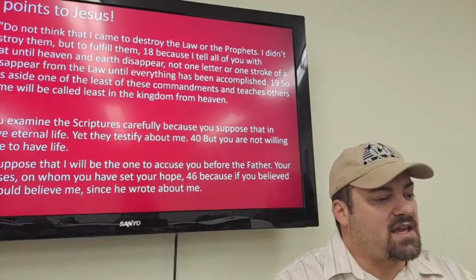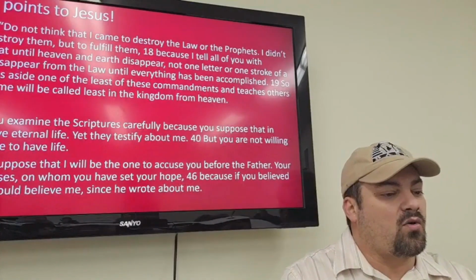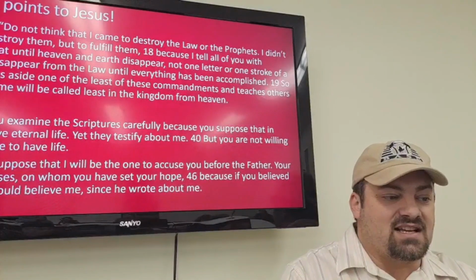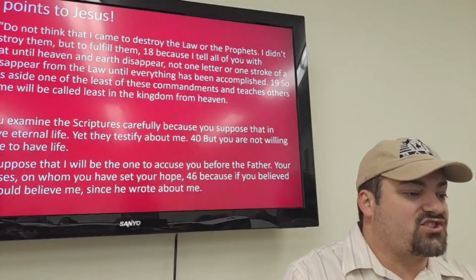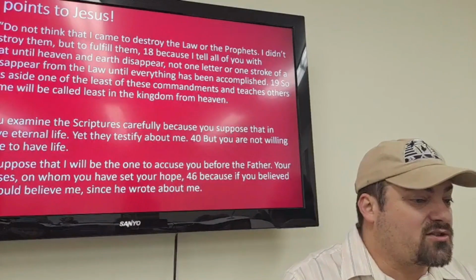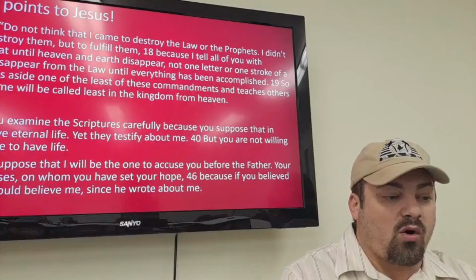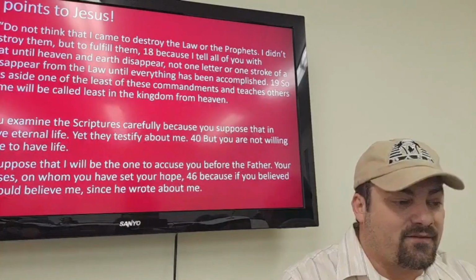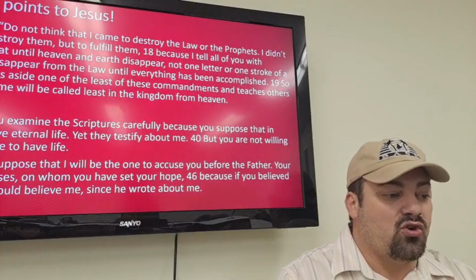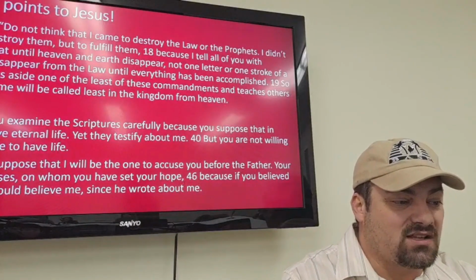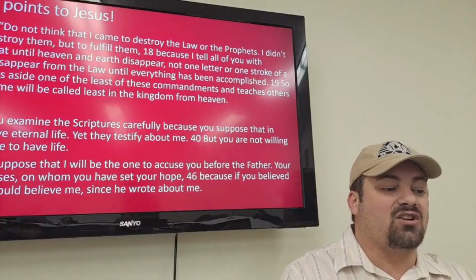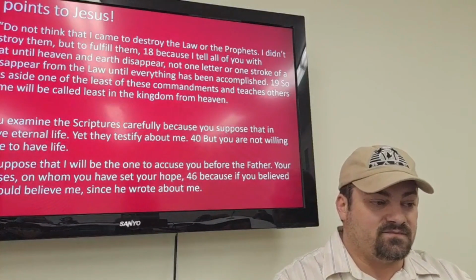Jesus says, "Do not think that I came to destroy the law or the prophets. I didn't come to destroy them, but to fulfill them. Because I tell you, all of you with certainty that until heaven and earth disappear, not one letter or one stroke of a letter will disappear from the law until everything has been accomplished. So whoever sets aside one of the least of these commandments and teaches others to do the same will be called least in the kingdom of heaven."